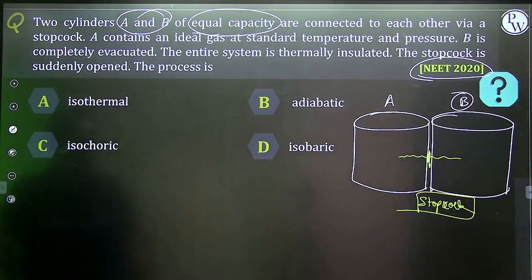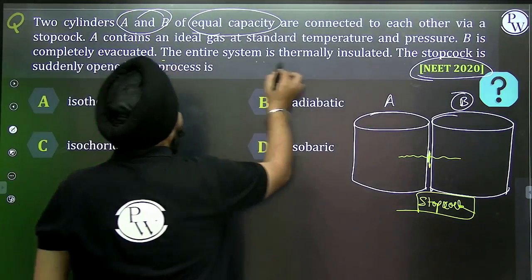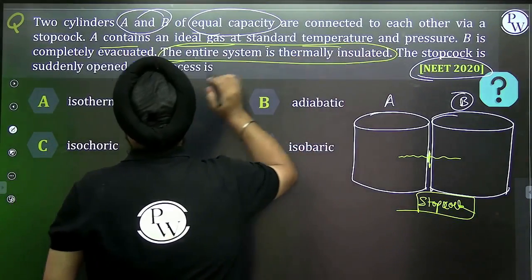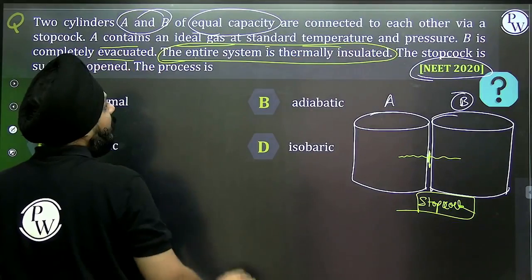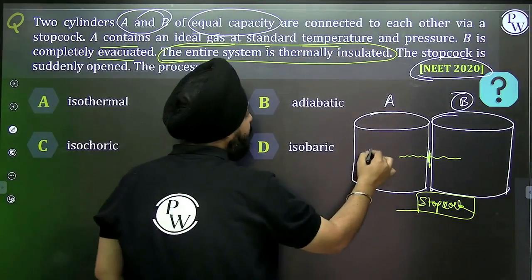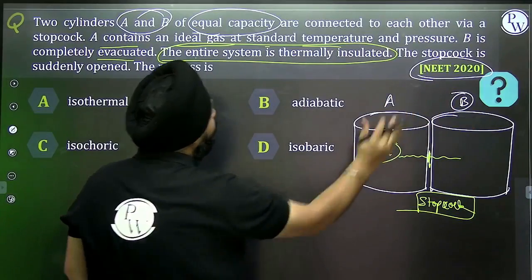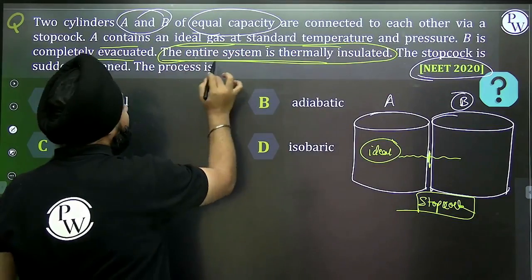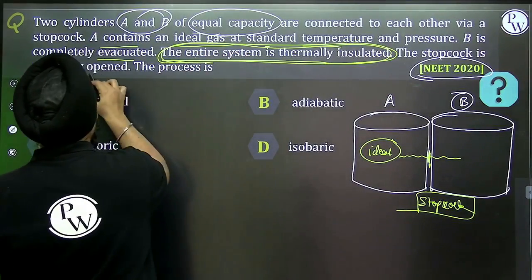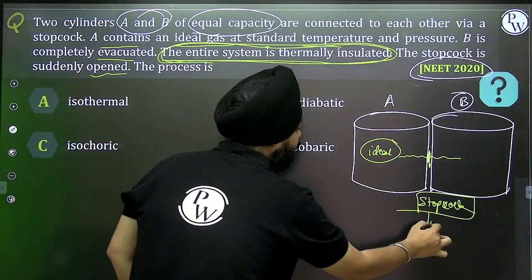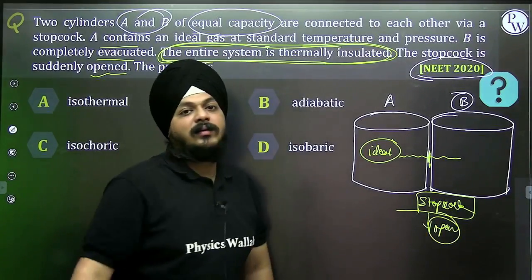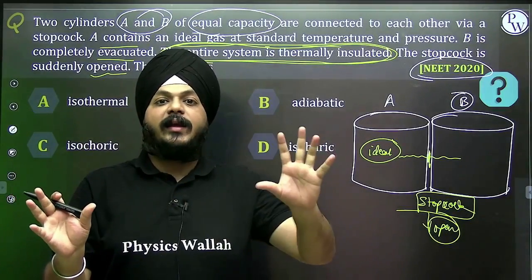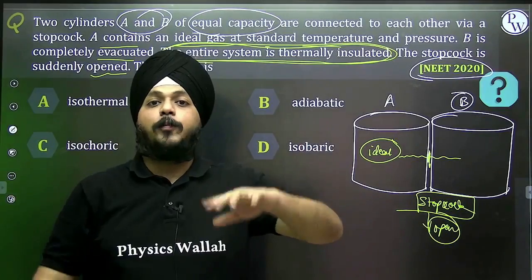The entire system is thermally insulated. A contains an ideal gas at standard temperature and pressure. B is completely evacuated. A contains the ideal gas, B is completely evacuated, and the entire system is thermally insulated. The stopcock is suddenly opened, then what will happen? Guys, two cylinders connected by this stopcock. One contains the ideal gas, the second is completely evacuated. We are opening the stopcock.